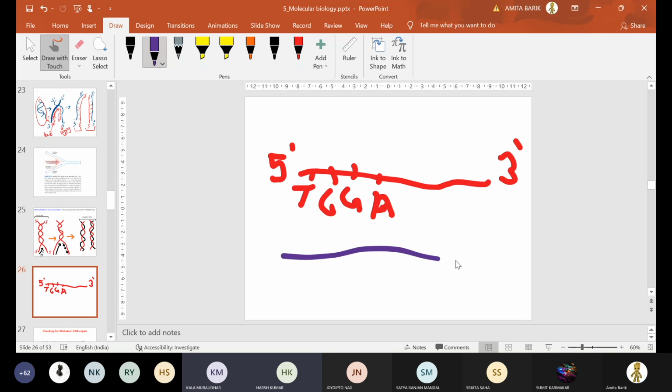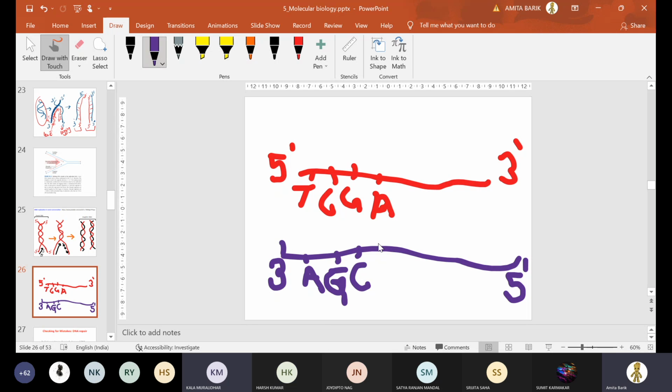Ma'am, first we'll draw the line and it will be 3' to 5'. Yes, that is very important. Many people forget. Don't forget to write the 3' to 5' direction. Now you have to write the complementary part. So if it is T, then it will be A here. A. Yeah, and then it is C, then it will be G. C, G, and then C, then T, and so on.